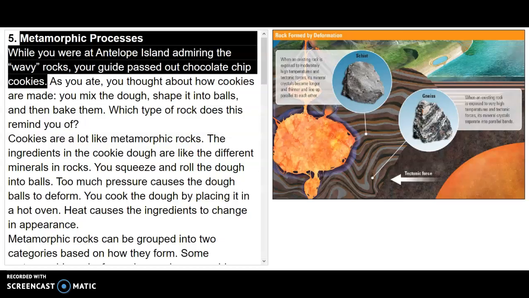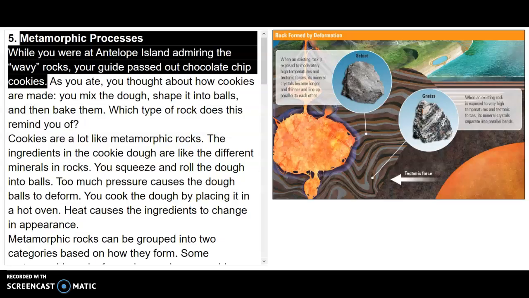While you were at Antelope Island admiring the wavy rocks, your guide passed out chocolate chip cookies. As you ate, you thought about how cookies are made. You mix the dough, shape it into balls, and then bake them. Which type of rocks does this remind you of? Cookies are a lot like metamorphic rocks.